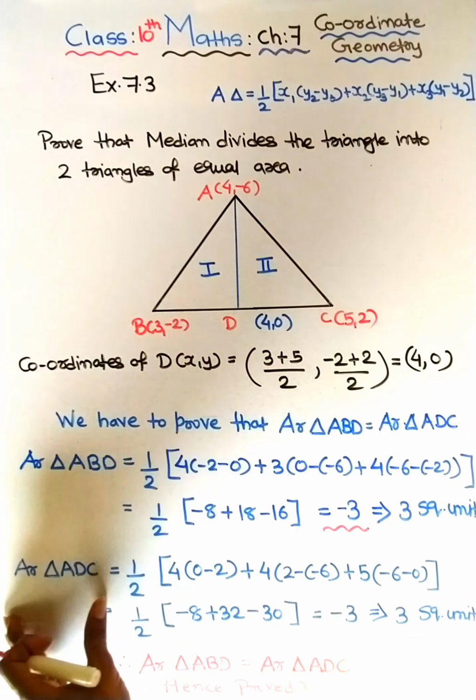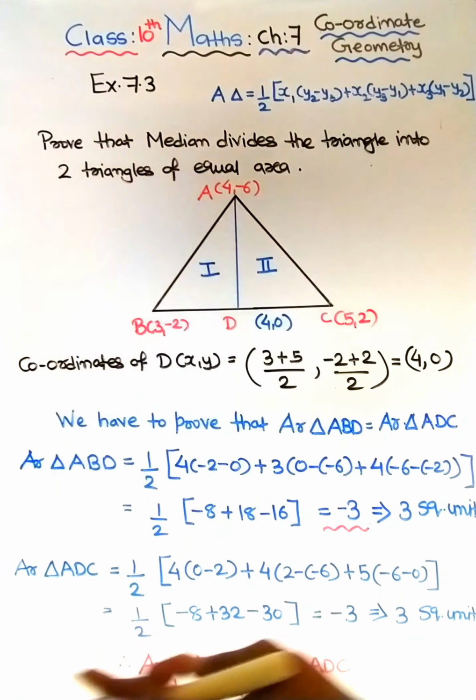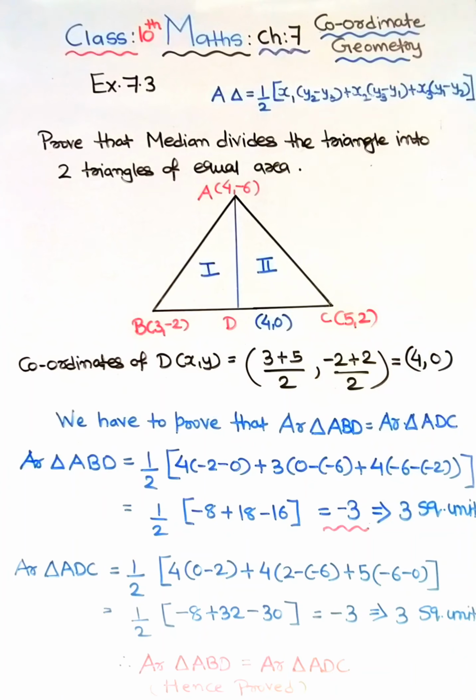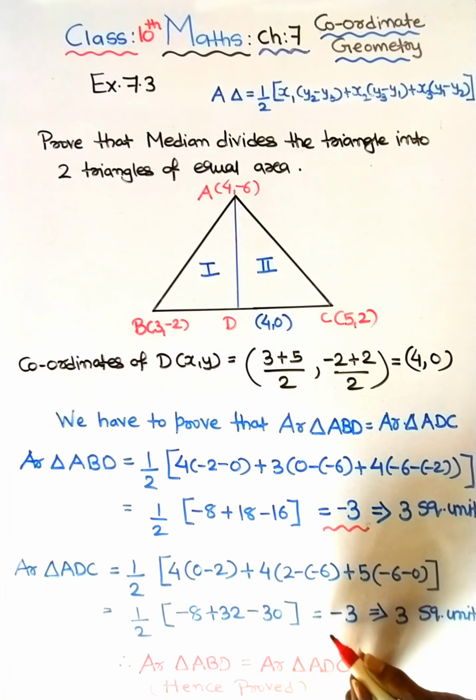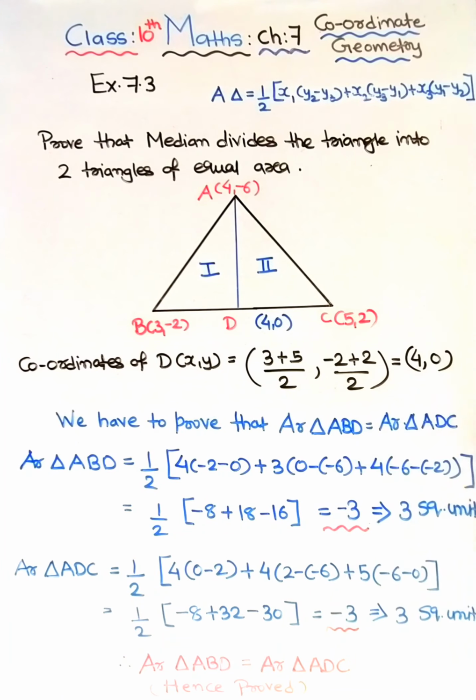In the same way, if you apply the formula and find out the area of triangle ADC by putting proper values, you get -3, that means 3 square units. So ultimately what we have proved is that the area of ABD is equal to the area of ADC. That means the median is really dividing the triangle into two triangles of equal area. Thus our chapter number 7 finishes with the completion of exercise 7.3.